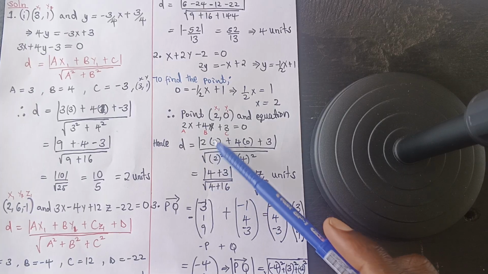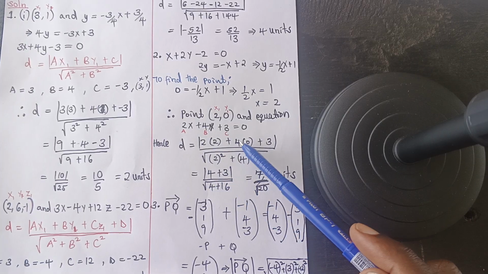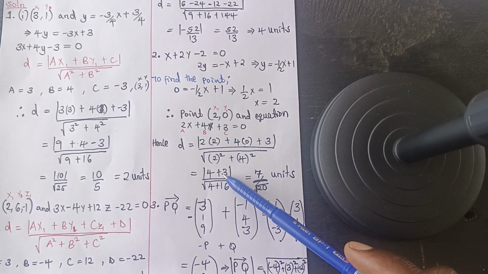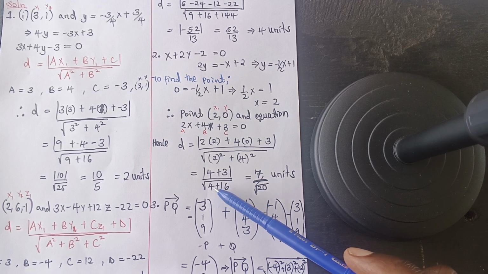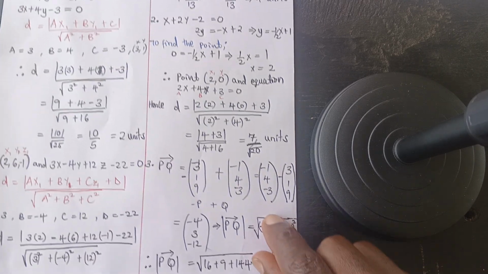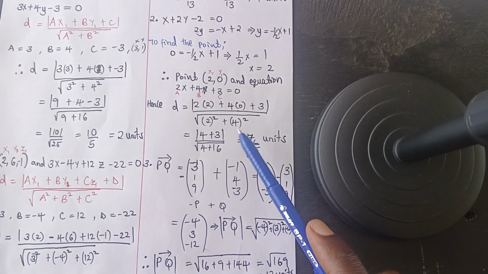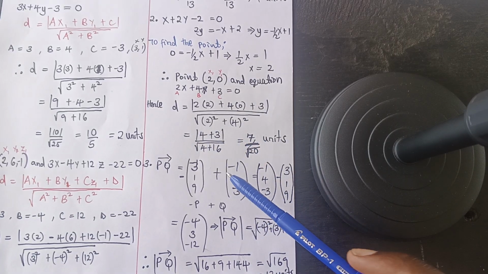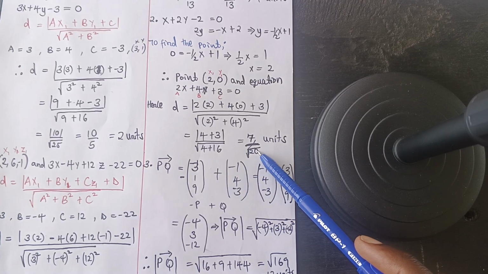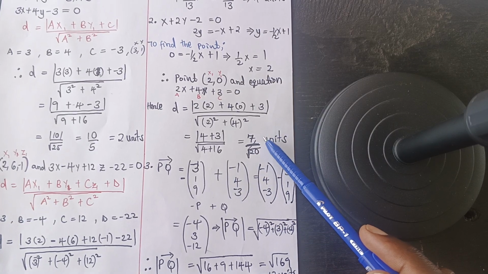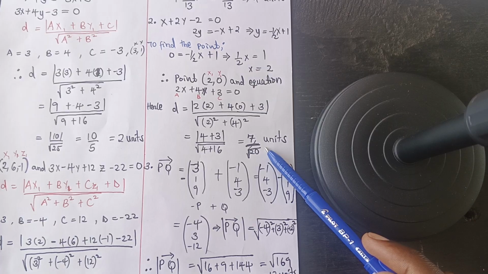So this is going to be, if you multiply, it's going to give you 4, this one will be 0, plus 3 over the square root of 4 plus 16. 4 plus 3 is 7. And 4 plus 16 is the square root of 20. This will be the answer for number 2.